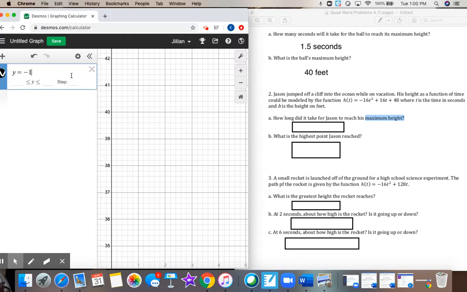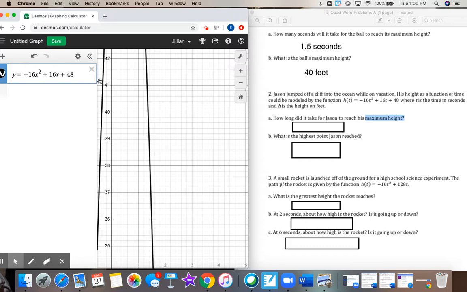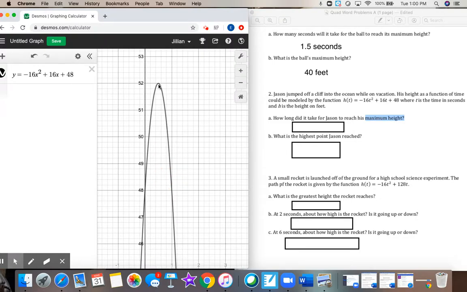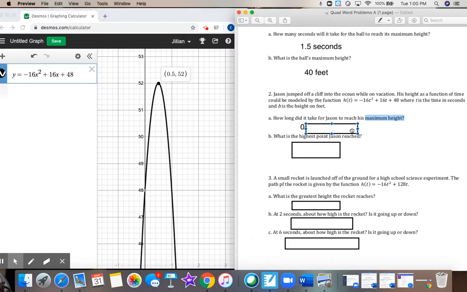So it's negative 16. Remember, instead of t, we're going to be using x's. Okay, so we're going to click and drag. We have to go all the way up to find this vertex. How long did it take? The variable we're looking for when it says how long is seconds. That's our x value. So in this case, it only took half a second for him to reach his maximum height. The highest point, so how many feet he was at, is our y value, which is 52 feet. So all we're doing right now is reading the graph.